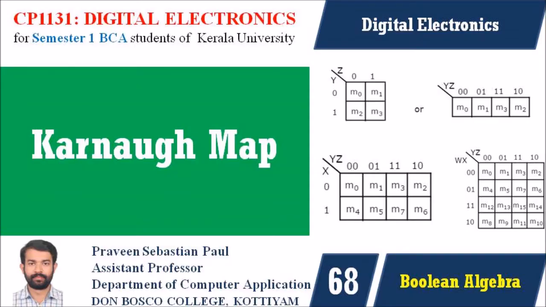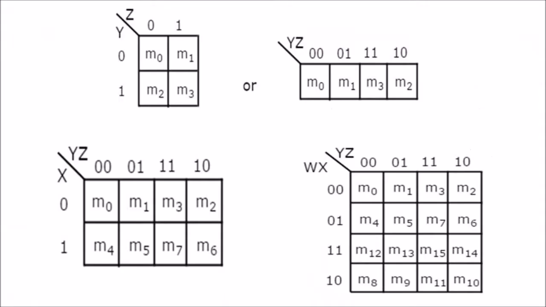In this lecture we are discussing the KMap or Karnaugh map. In the previous set of lectures we have simplified the Boolean functions using Boolean postulates and theorems. It's a time consuming process and we have to rewrite the simplified expression after each step. To overcome this difficulty, Karnaugh introduced a method for simplification of Boolean functions in an easy way. This method is known as Karnaugh map method or simply KMap method.